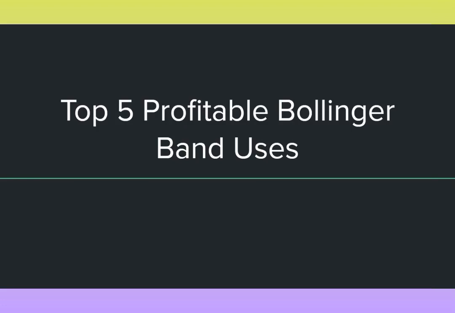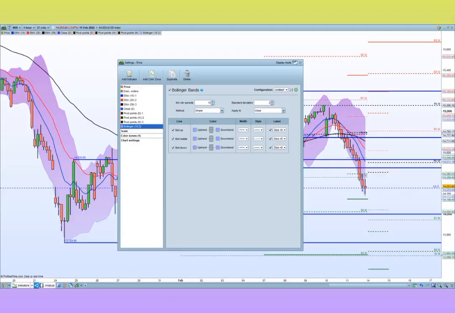Welcome to the top 5 profitable uses for Bollinger Bands. A Bollinger Band is defined by a set of trend lines plotted with 2 standard deviations, positively and negatively, away from a simple moving average, an SMA, of an asset's price. The best settings are a 10 period and 2 standard deviations.